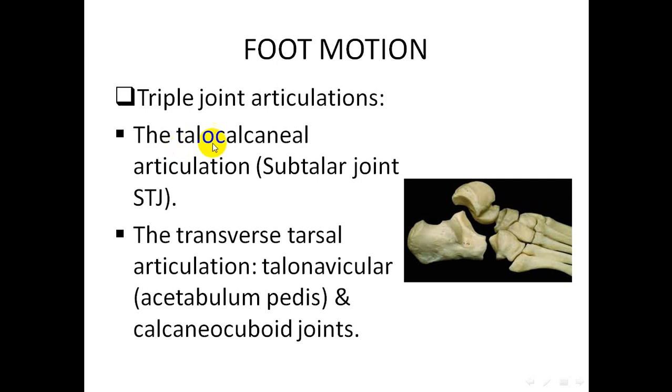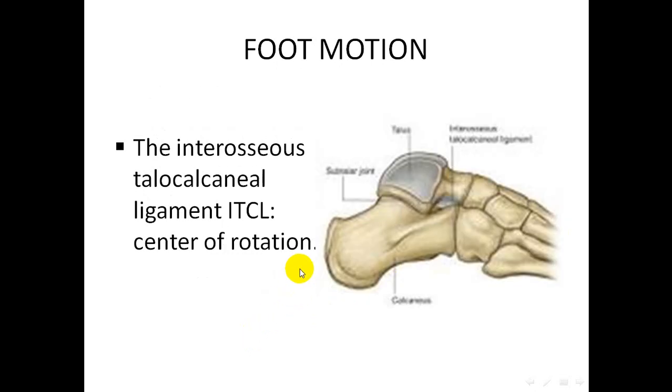Namely, first, the talocalcaneal articulation, which is the subtalar joint, and the two transverse tarsal joints, namely the talonavicular joint, which is also called acetabulum pedis, because it simulates the hip joint with the talar head as the femoral head and the concave articular surface of the navicular as the acetabulum, and the calcaneocuboid joint. These three joints, or triple joint articulations, have a common fulcrum or axis, which is the strong interosseous talocalcaneal joint.